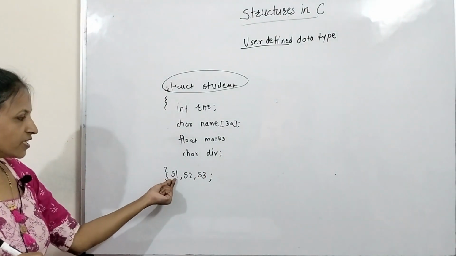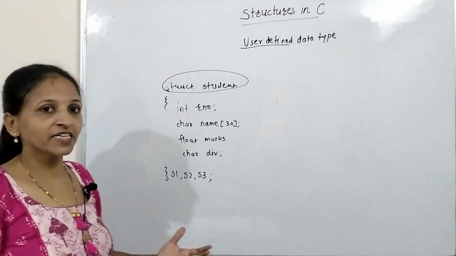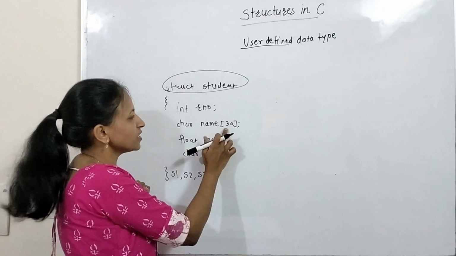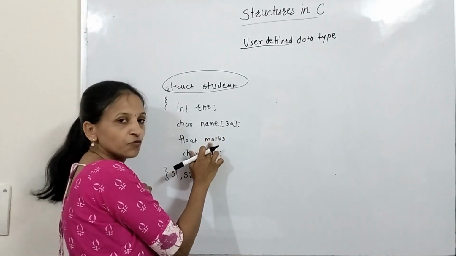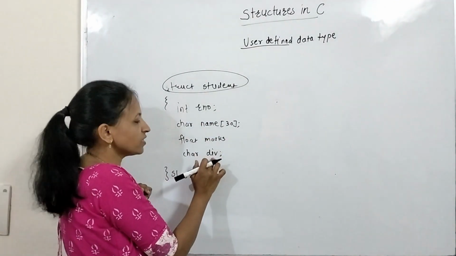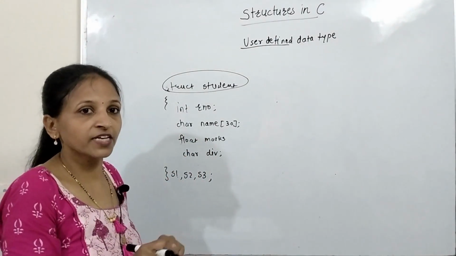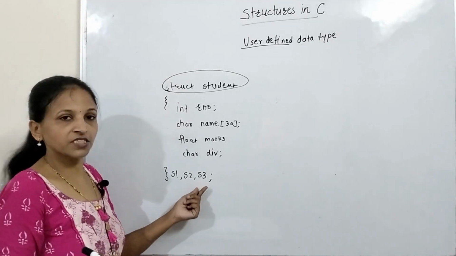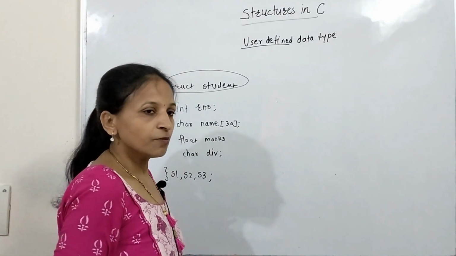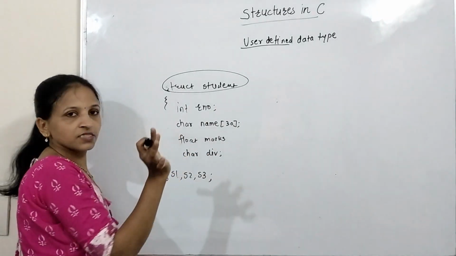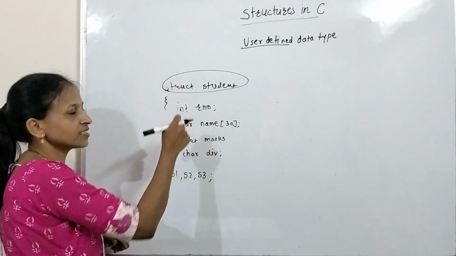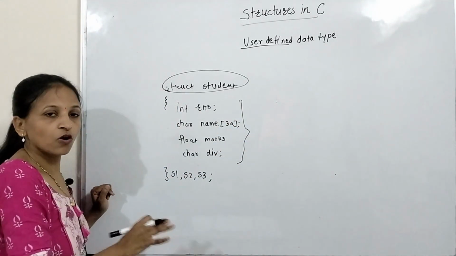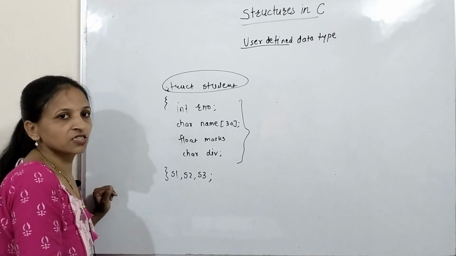Now for this S1, how many bytes will get allocated? Here, 2 for roll number, 2 plus 30, 32 plus 4, 36 plus 1, 37. 37 bytes will get allocated for that S1. For S2 again 37 bytes, for S3 again 37 bytes. Why? Because this S1 will have all this, whatever members you have declared inside that structure. All the variables you have written here, all those are called members of that structure.